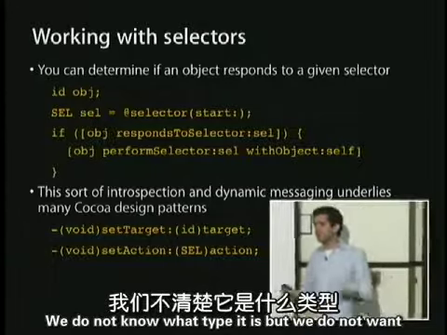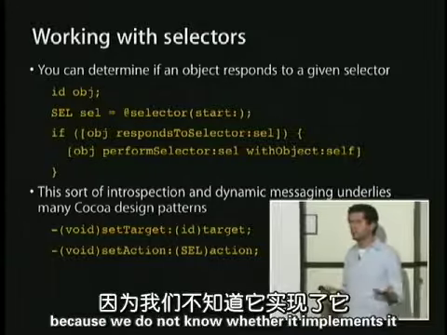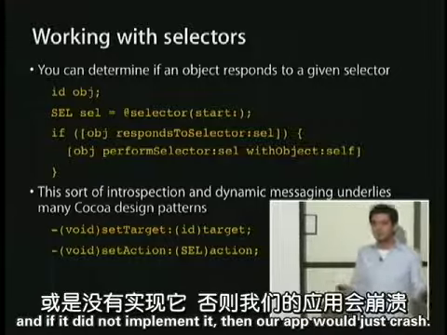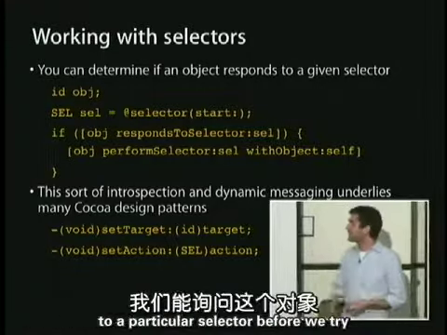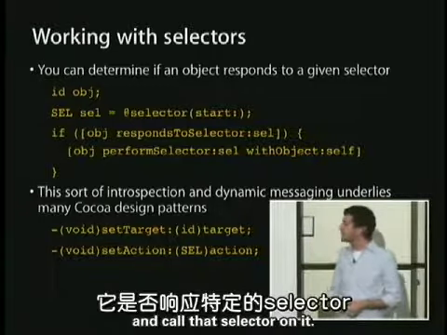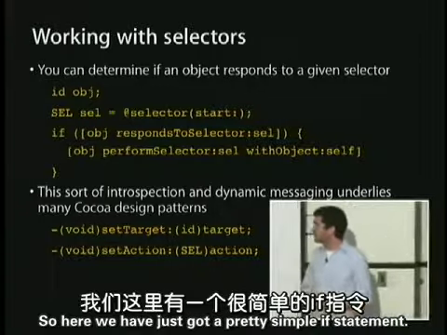We don't know what type it is, but we don't want to just call this selector on it because we don't know whether it implements it. And if it didn't implement it, then our app would just crash. So we can actually ask the object if it responds to a particular selector before we try and call that selector on it. So here we've just got a pretty simple if statement.